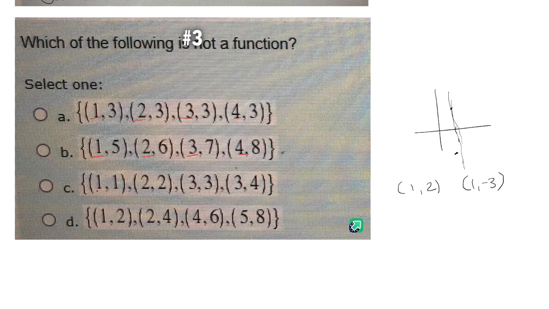But the third one, you see how there's two 3s for the x value. That means that it's not a function, because 3 is going to two separate y values, and that fails the vertical line test. And then D, they're all different, so that one's okay.